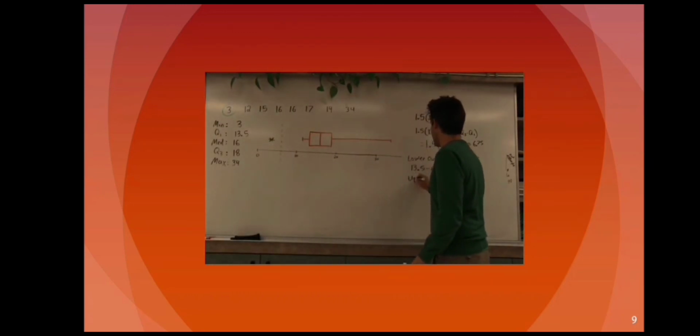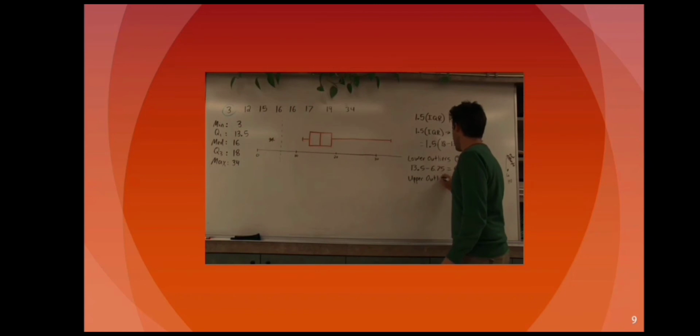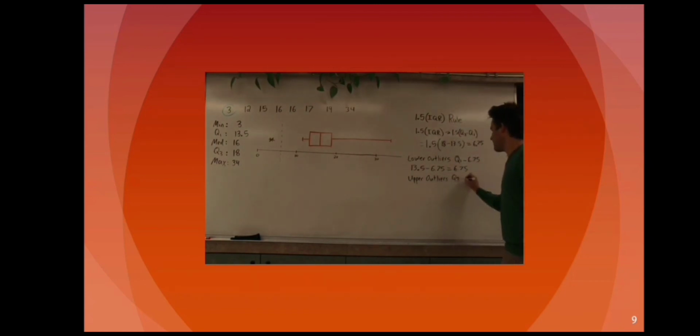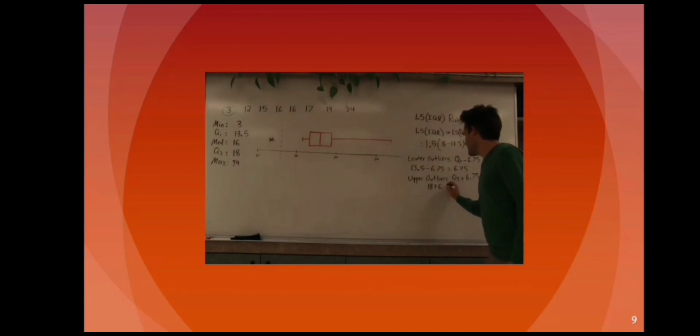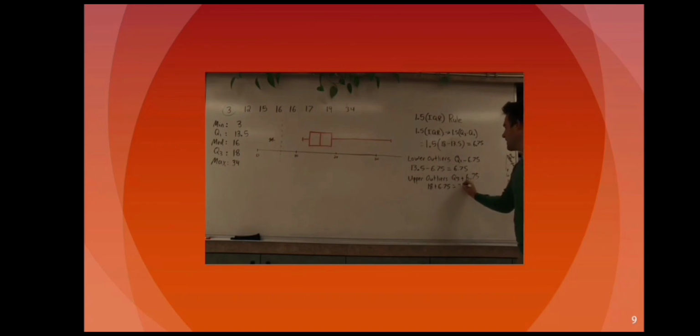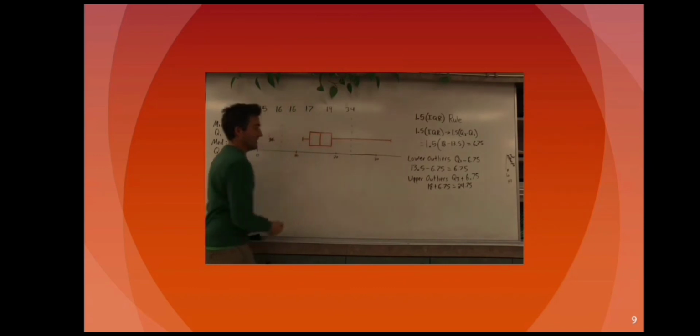So to determine if there's any upper outliers, we take quartile 3 and add 1.5 times the interquartile range to it. So since quartile 3 is 18, 18 plus 6.75 is 24.75, which is right here. And we see, yeah, we do have values that exceed that boundary line. So the 34 is also an outlier. It's an upper outlier. So we need to modify the box plot again.